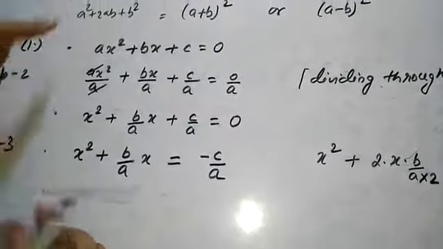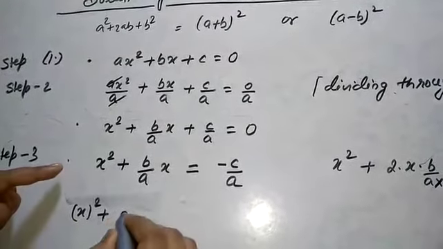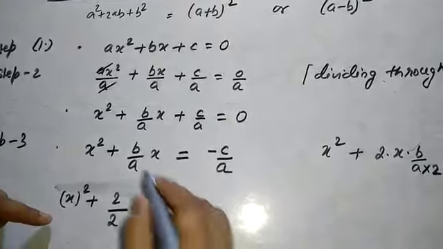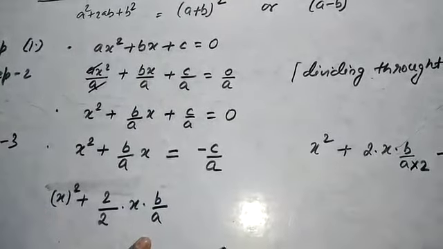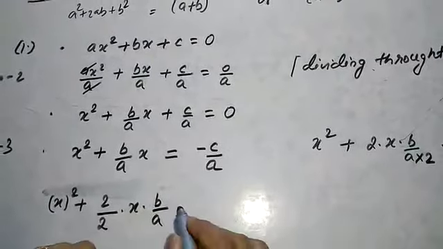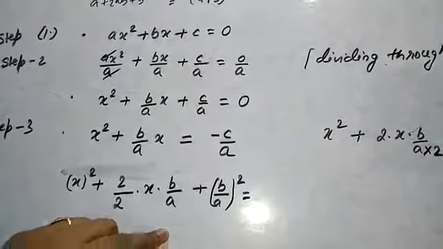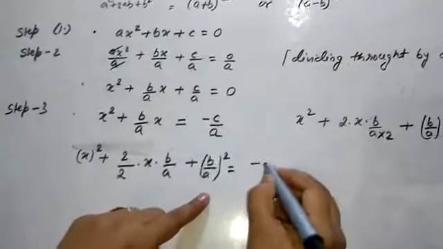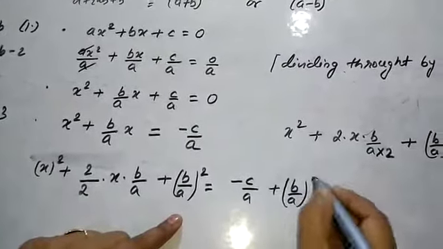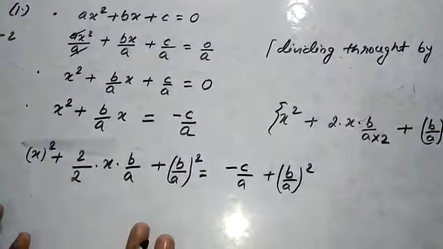So here, in place of a square we have x square. We need here 2, so we will divide it by 2. x is there, b by a is there, means the second term is b by a here. So we have to add b by a whole square here. And since we are adding b by a whole square here, on this side also we will add this b by a whole square. Okay, so now this equation is balanced.